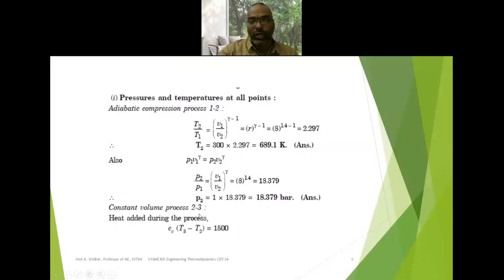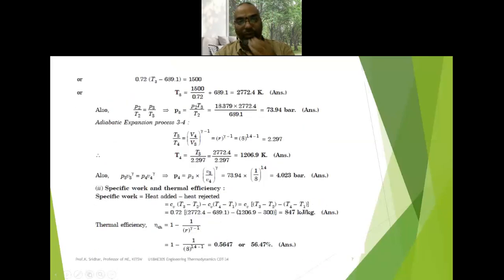Next is the constant volume process, because you know that during the constant volume process the heat transfer is equivalent to Cv into delta T. We know the heat addition is 1500 kilojoules per kg. So we find the peak temperature, the maximum temperature in the cycle, as 2772.4 Kelvin, and the maximum pressure is 73.94 bar.